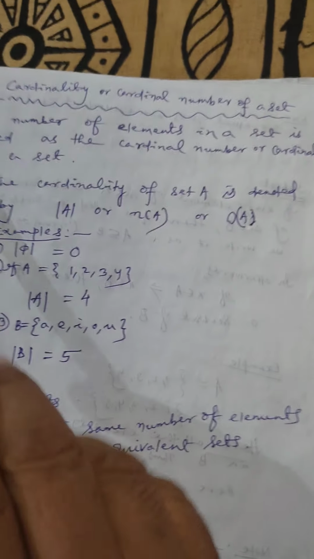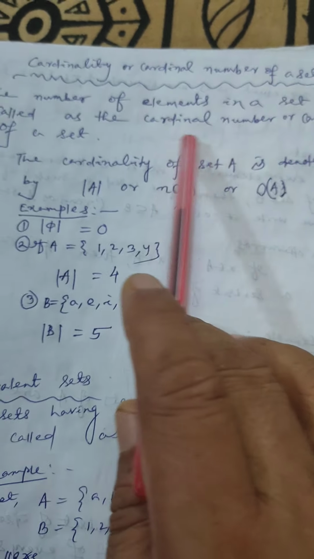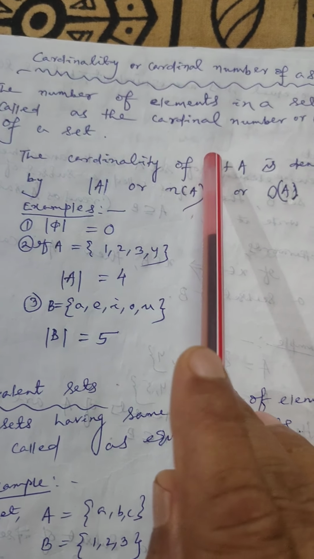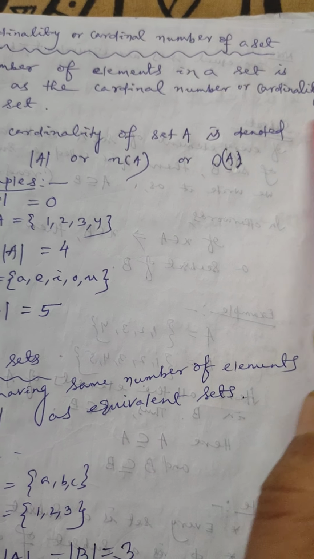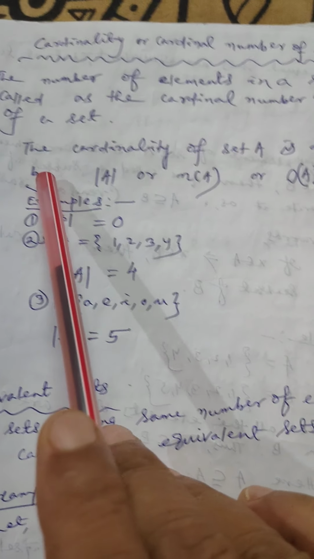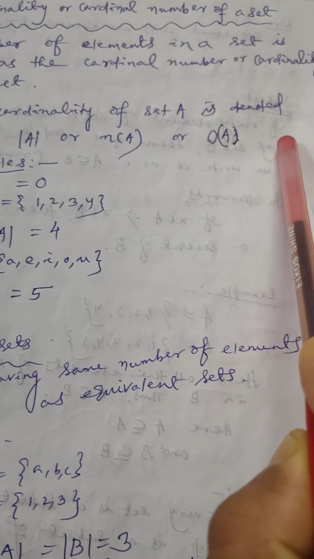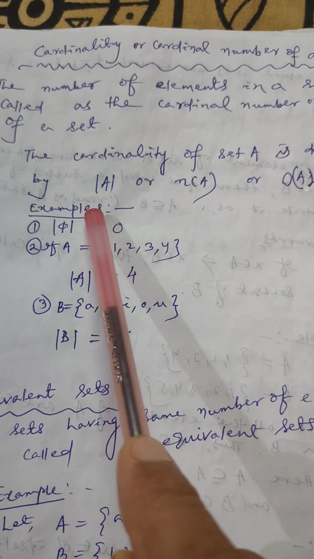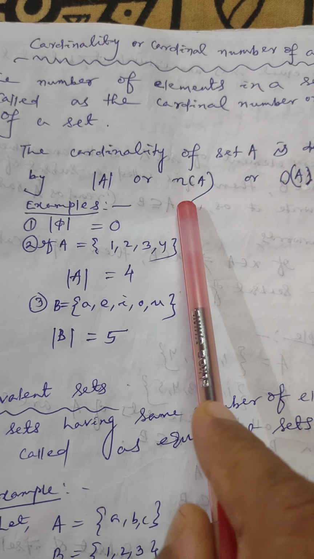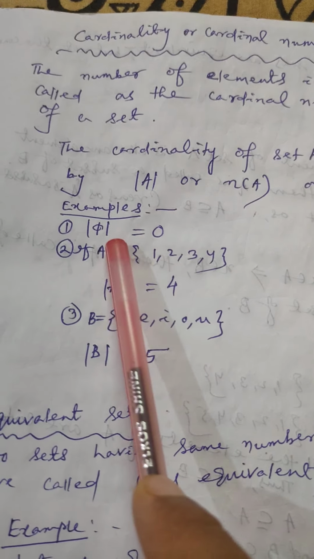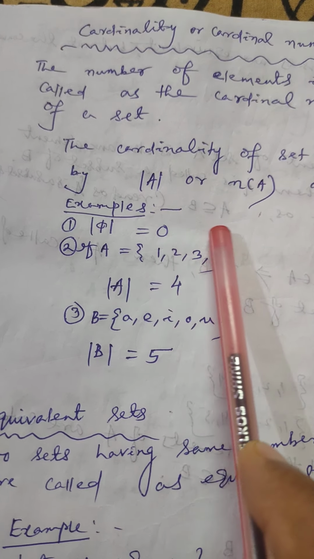Cardinality or cardinal number of a set. The number of elements in a set is called the cardinal number or cardinality of the set. The cardinality of set A is denoted by mod A or n of A or O of A. Examples are to be considered.